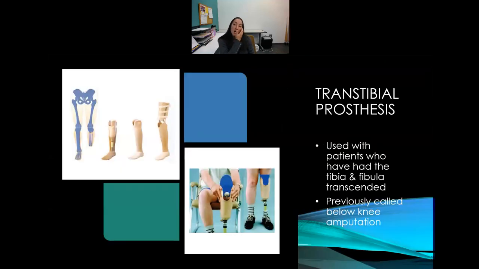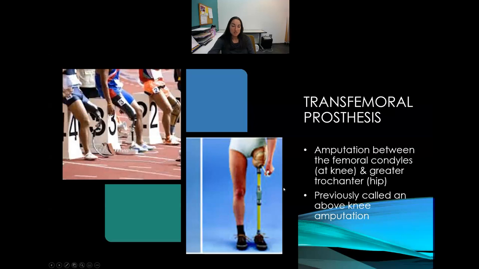With a transtibial prosthesis, this is used with patients who have the tibia and fibula transected. So they have had the below-knee amputation, or the transtibial amputation. It used to be called a below-knee amputation, but they would need a transtibial prosthesis. Transfemoral prosthesis for someone with an above knee amputation, or transfemoral amputation. And you can see just from these pictures how widely they vary. I mean, each one of these looks completely different.